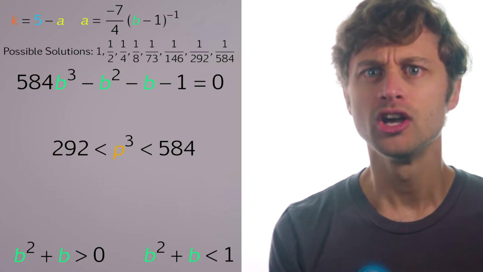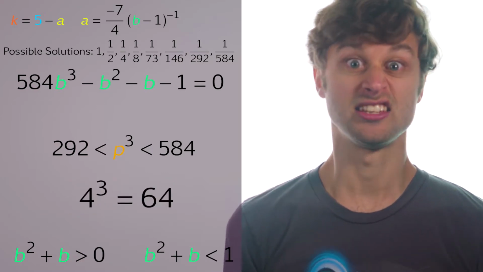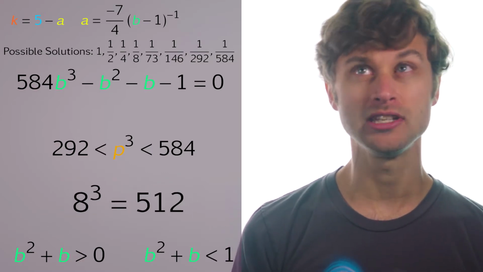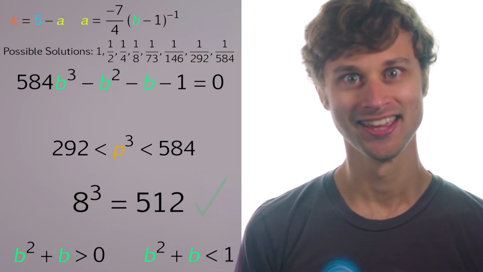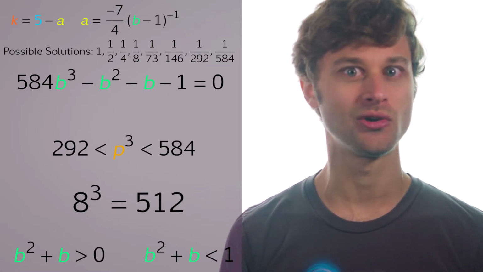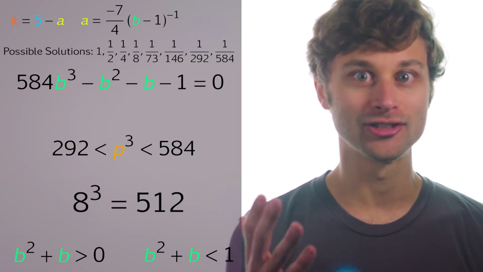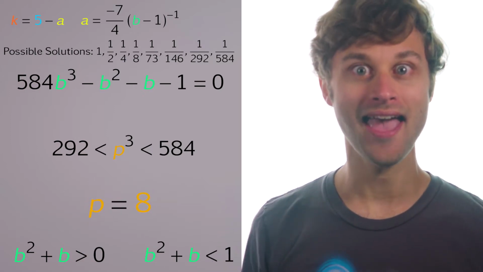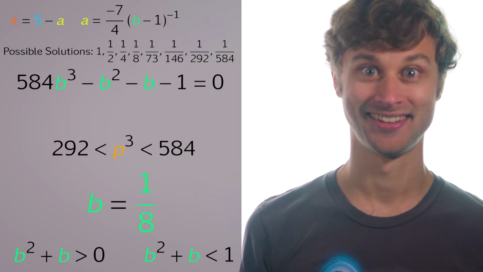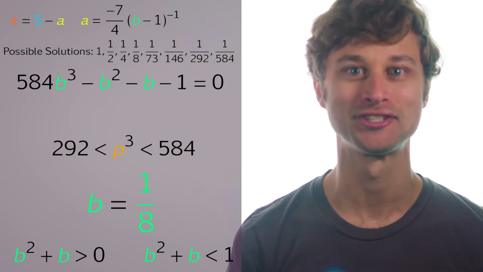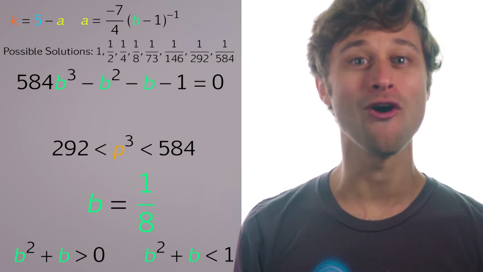Okay, so let's just check this out. 2 cubed is 8, which is not between those two numbers. 4 cubed is 64, which is not between those two numbers. 8 cubed is 512, which is between those two numbers. And anything greater than 8 is going to have a cube that is greater than 584. So our solution for p must be 8, and therefore b must be 1 over 8. And so we've now found our first value for this exponential problem: b is equal to 1 over 8.